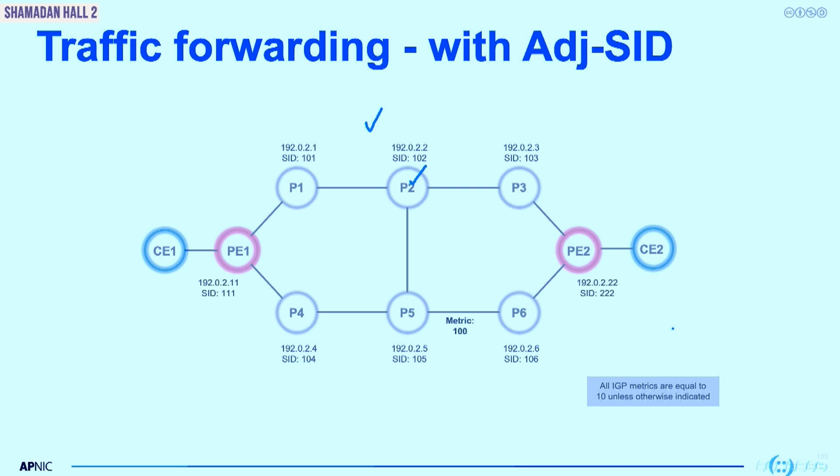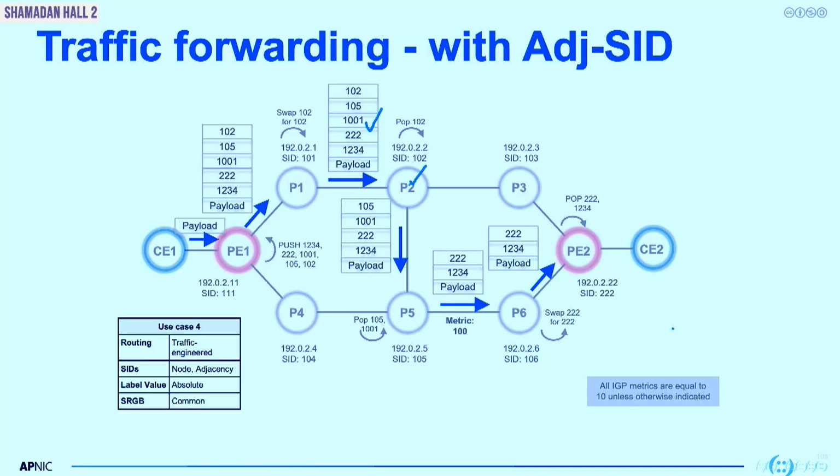Okay, so let's resume. We have seen the example of how we can use the adjacency segment, and using the adjacency segment we can use the link. Even if it has a higher metric, we will be able to force the traffic. So the traffic will go over the specified link, like in this case where the metric is 100. Using the shortest path it cannot go over the link from P5 to P6, but since we are specifying the instruction for the adjacency segment, it will go over this link.